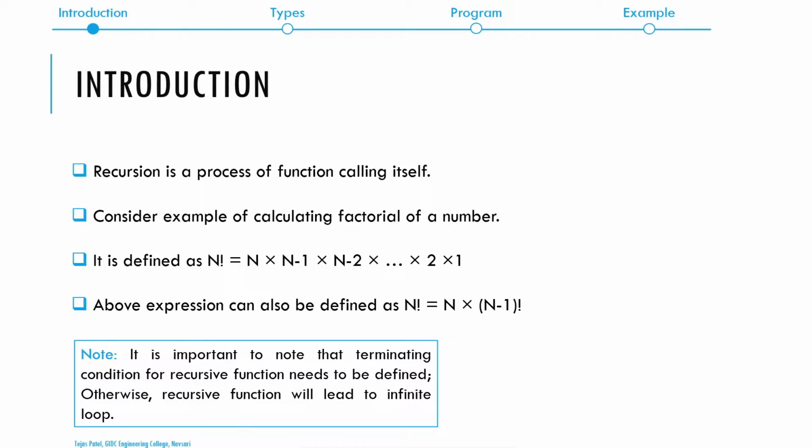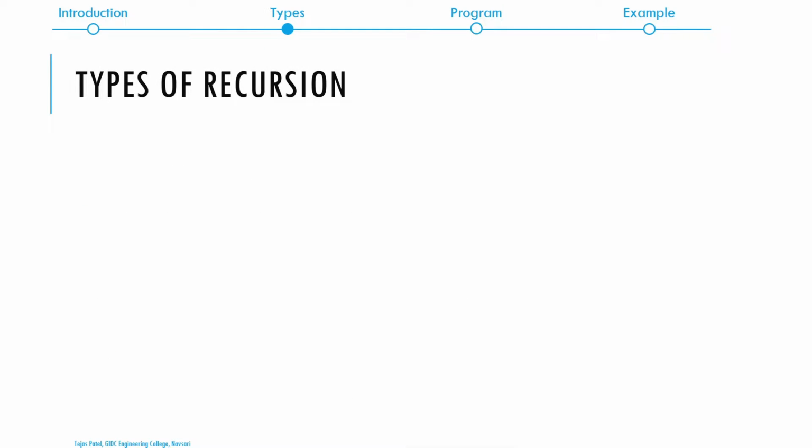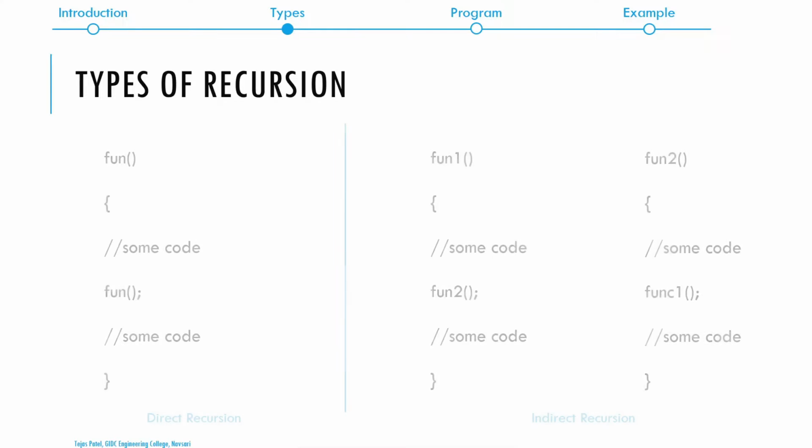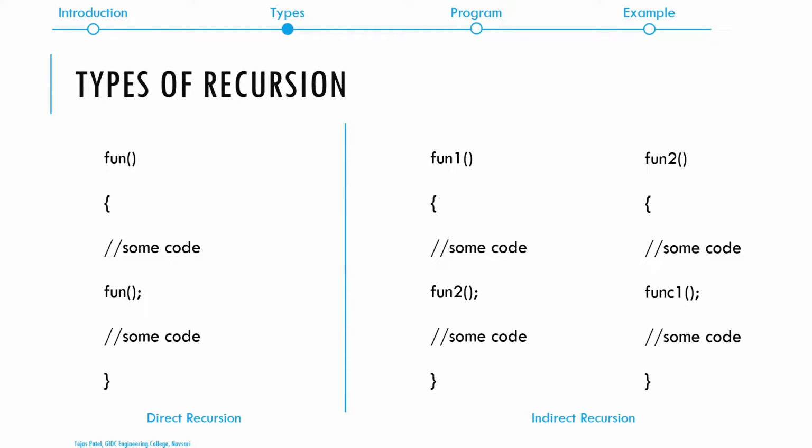Let us move on to the next part of recursion, that is types of recursion. There are basically two types of recursion. Number one, direct recursion. Number two, indirect recursion. In case of direct recursion, the function will call itself directly. Consider the example shown here where fun function's definition contains function call to itself at some point in a code.